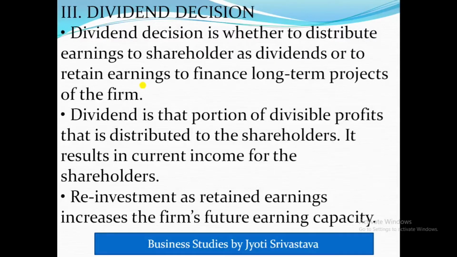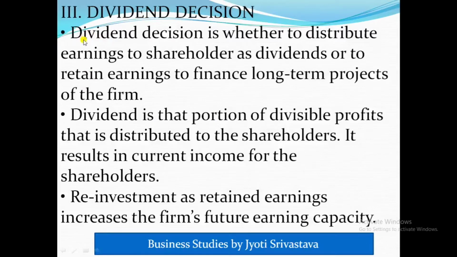Whatever profit is left with the company, the company has to decide whether to distribute that profit as a dividend to their shareholders, or to keep the profit with them as retained earning. So the dividend decision is whether to distribute the earning to shareholders as dividend or to retain earning to finance long term projects of the firm.